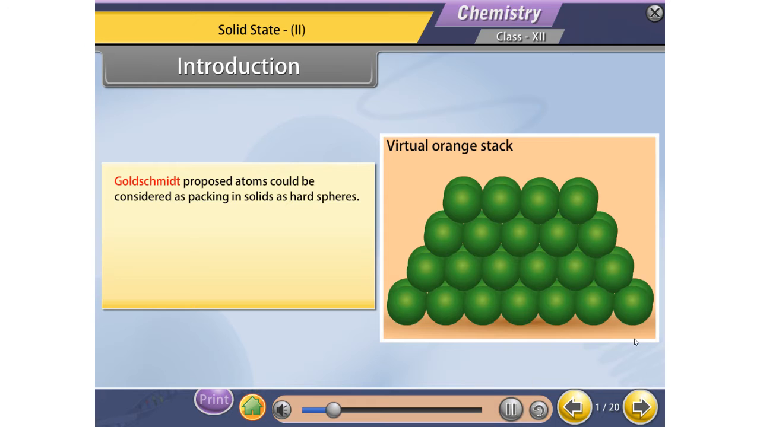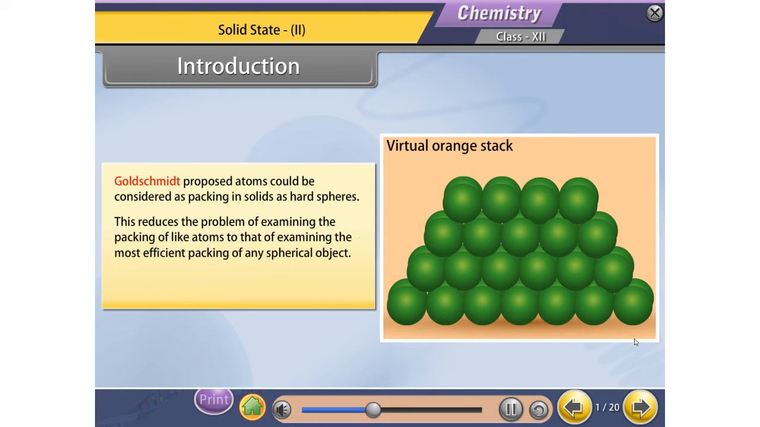Schmidt proposed that atoms could be considered as packing in solids as hard spheres. This reduces the problem of examining the packing of like atoms to that of examining the most efficient packing of any spherical object. Example: have you noticed how oranges are most effectively packed in displays at your local shop?